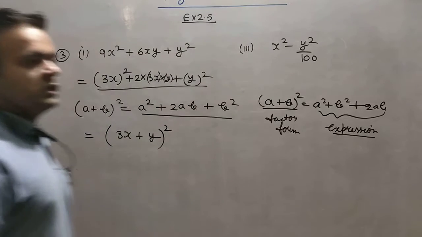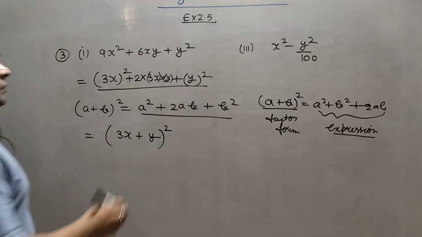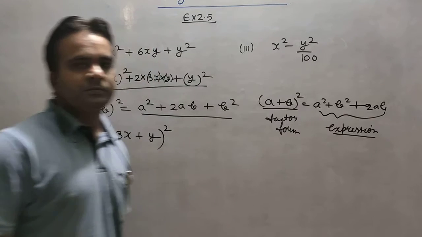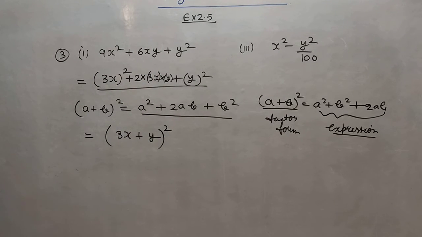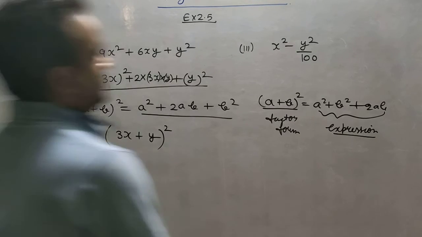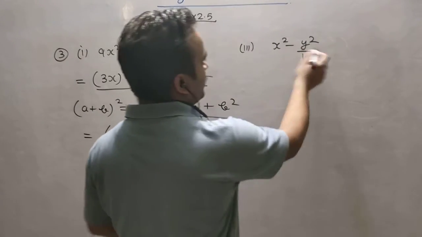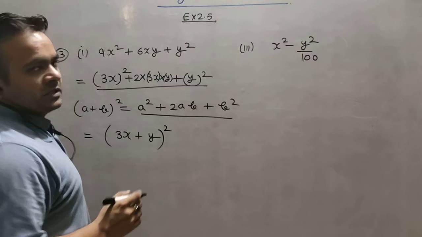And the chapter is factorize. So factorize means your answer should be in this form only. Right? So that is why we are going back. Reverse process we are using here. Right? Now the next question. Next question is, if you see, this is a square minus b square. It is clearly we can see identity here.